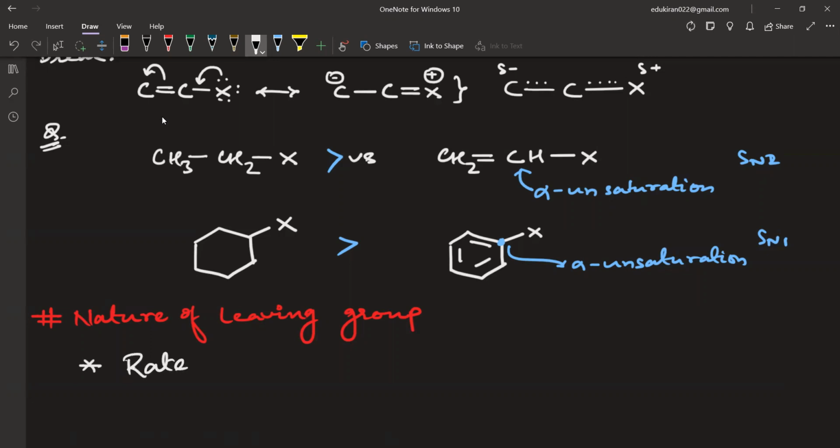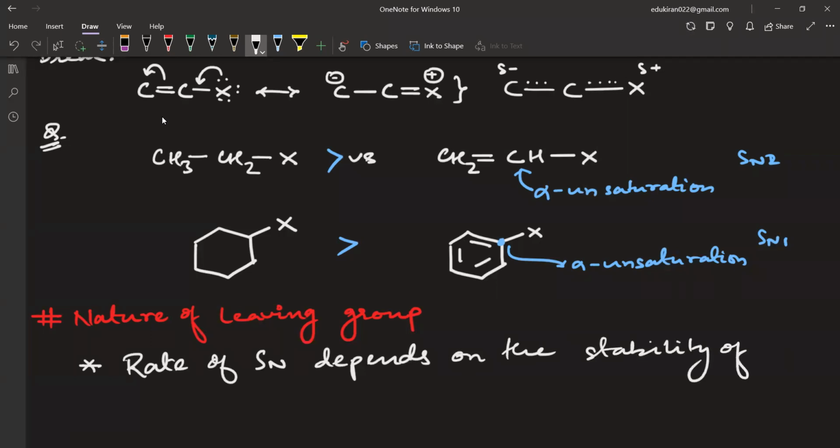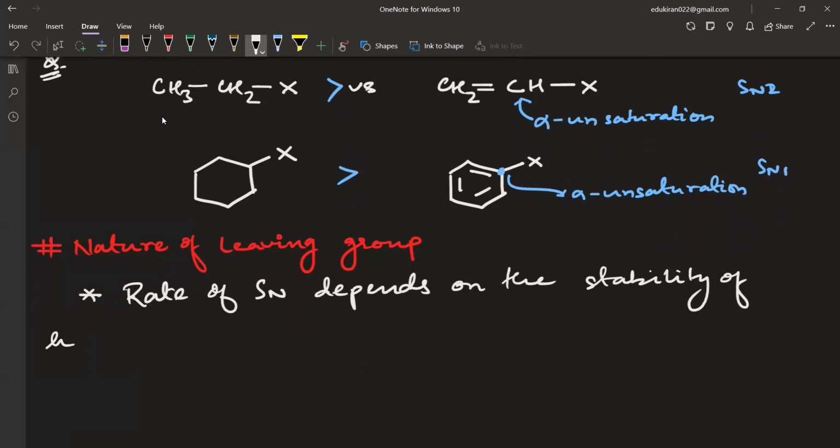The rate of SN depends on the stability of the halide ion, that is the leaving group. That is the leaving group.